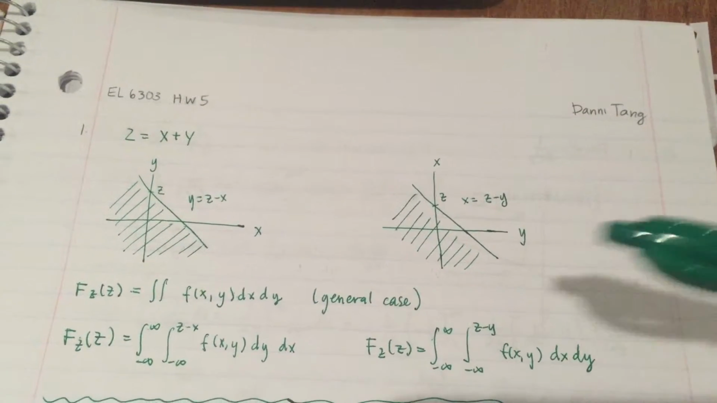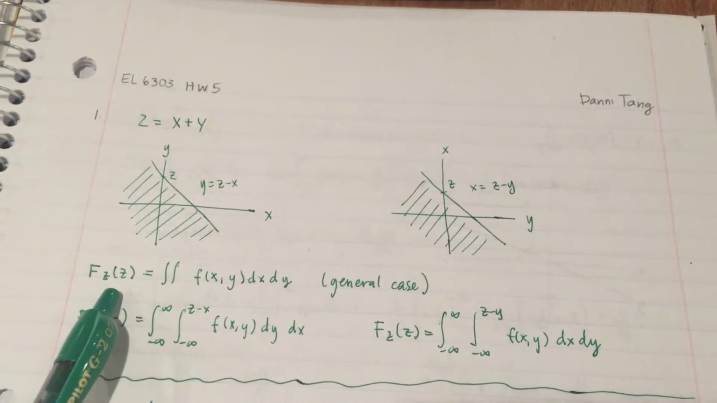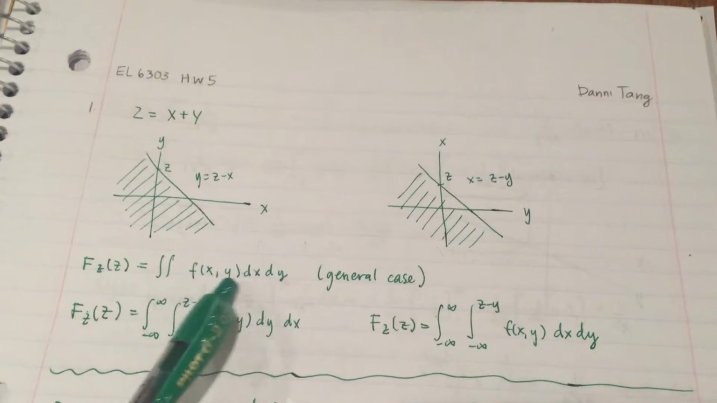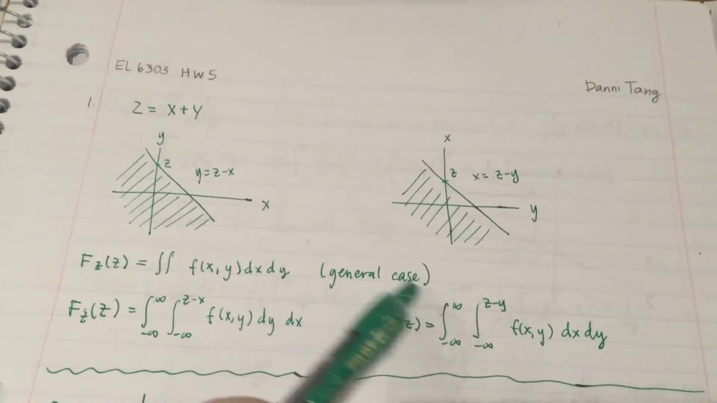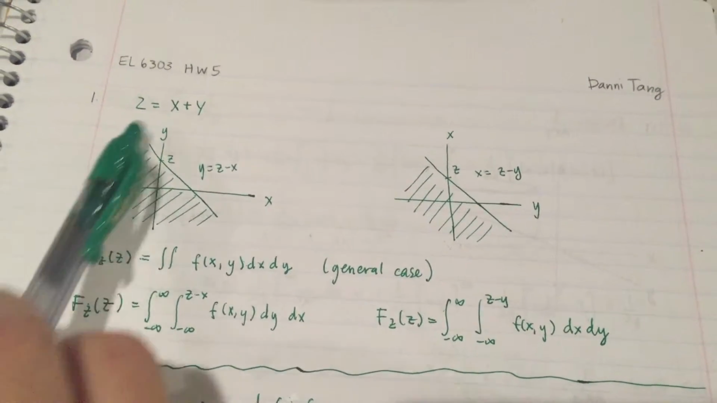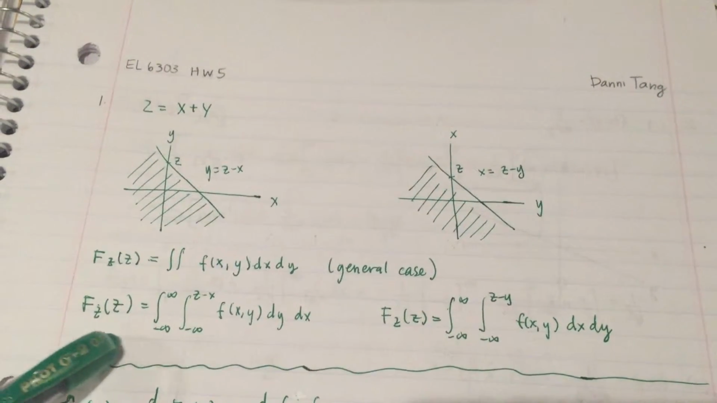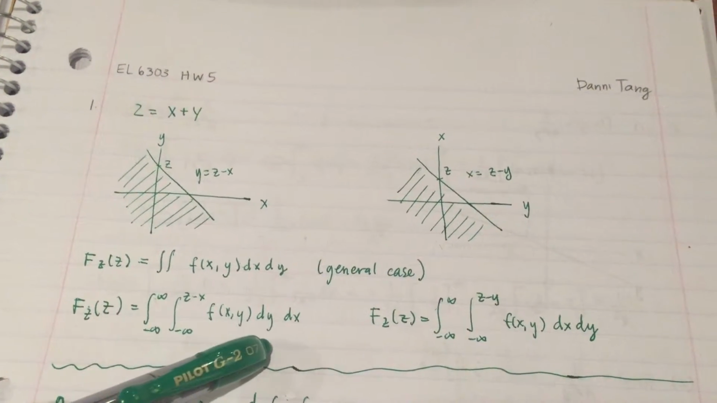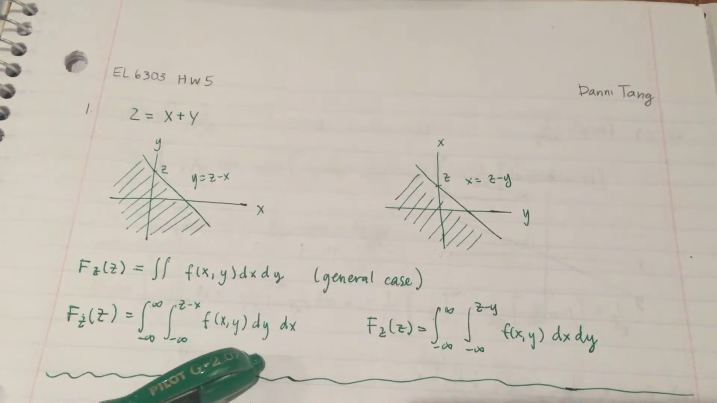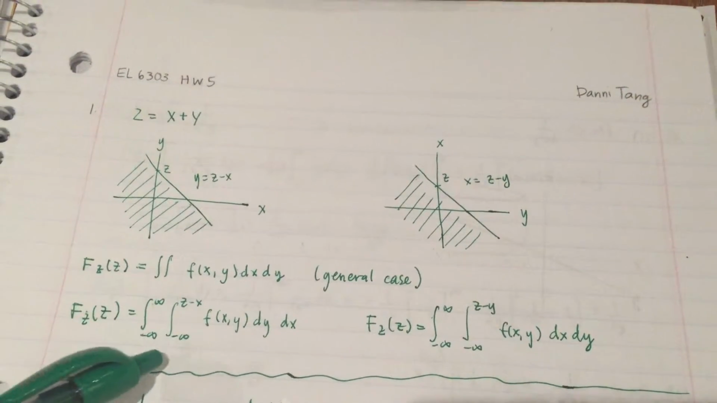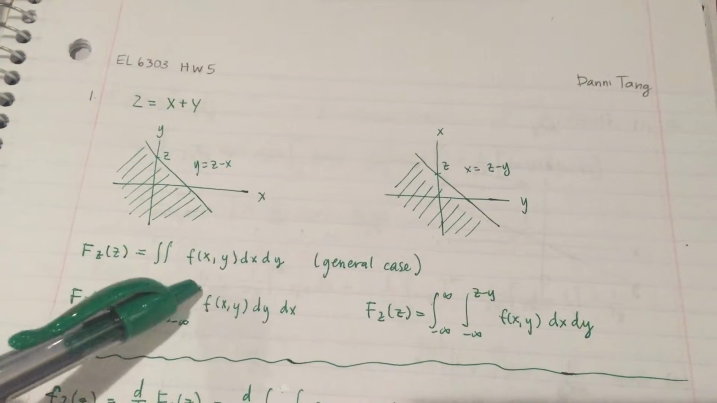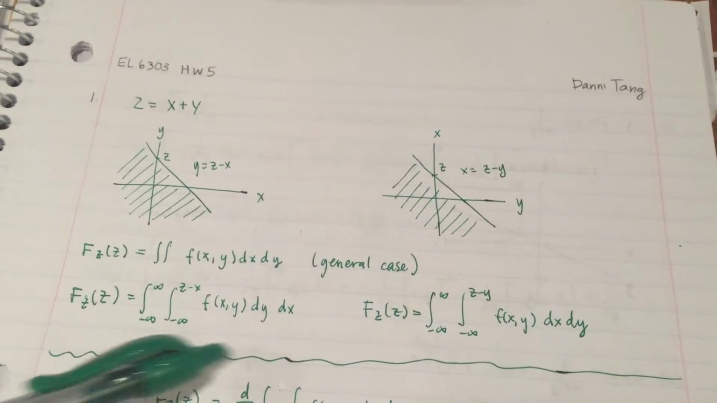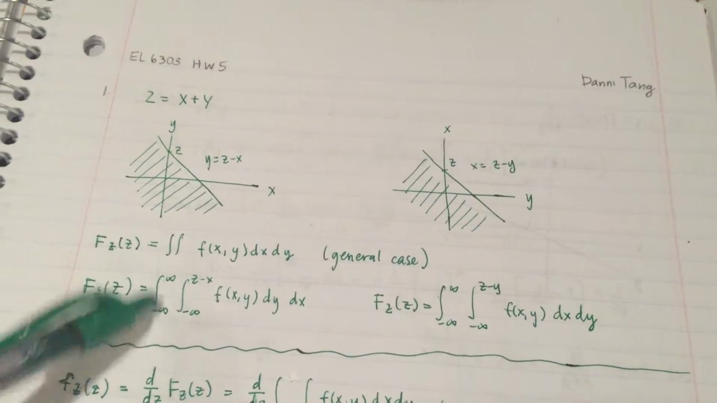So keeping that in mind, we know that capital F of z is the distribution function, and you do a double integral here, and this is just a general case. When you do it for this graph, when you write out the limits for this, if you do the integration with respect to dy first, you would do it from negative infinity to z minus x, and the outside limits for dx would be negative infinity to infinity.